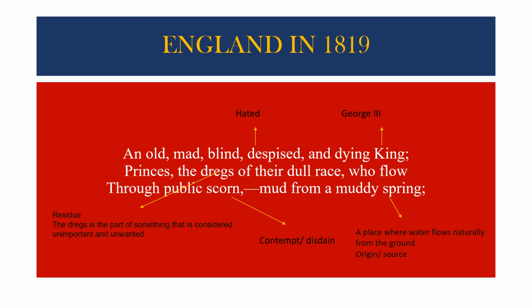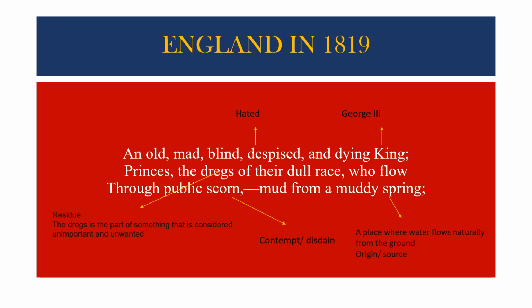And now this king, who is old, mad, blind, and hated by people, is dying. But his dying would not liberate his kingdom or England from the clutches of monarchy or bad rule. Why? Because after the king there are princes. And what are the princes here? Again he describes them. Princes, the dregs of their dull race.